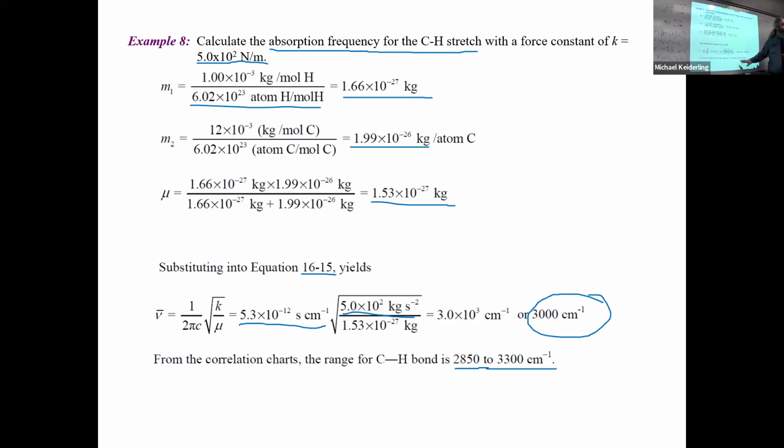And if you look at the charts, the massive charts of all the peaks that exist, we'll find that CH bonds are between 2,850 and 3,300. And because the environment around that bond is going to change the springiness of the bond, it makes sense that it varies around there, but it's around 3,000. Different CH bonds in different environments have different values. Again, there's that enormous table in your book.